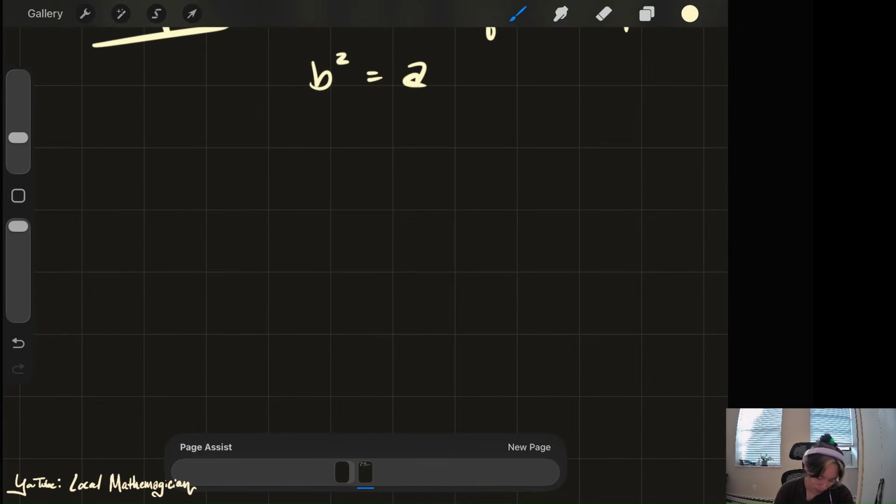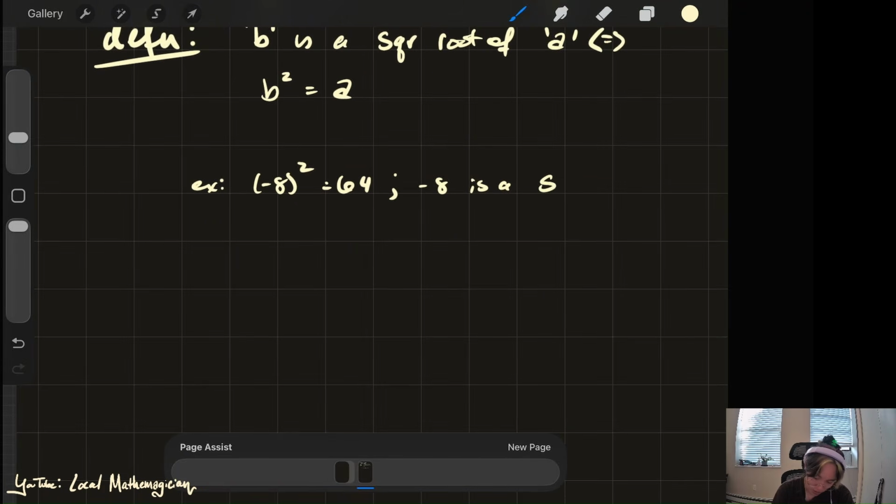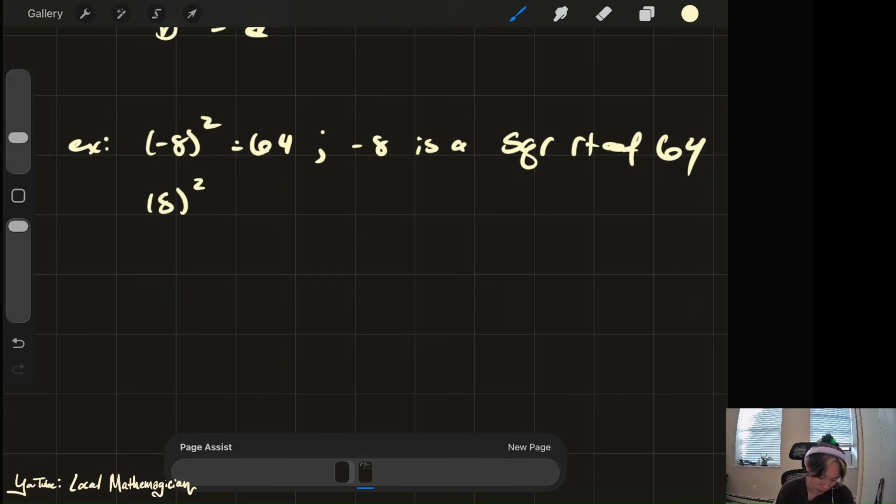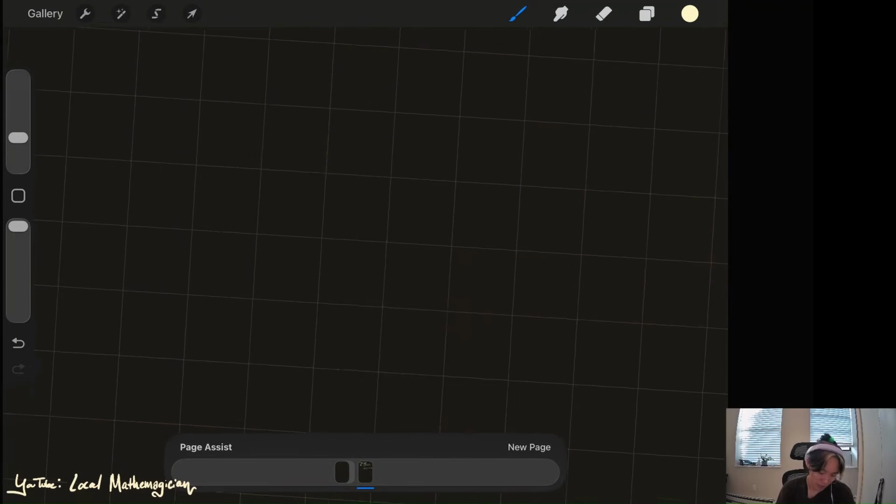So, for example, negative 8 squared is equal to 64. Negative 8 is a square root of 64. Similarly, positive 8 squared is also equal to 64. So positive 8 is also a square root of 64. Okay, pretty straightforward. Let's do another example.